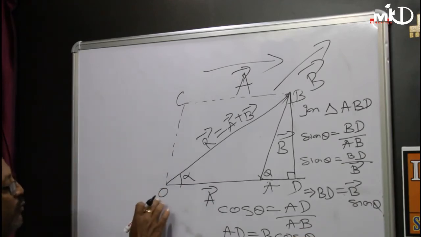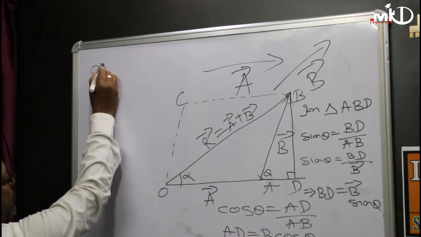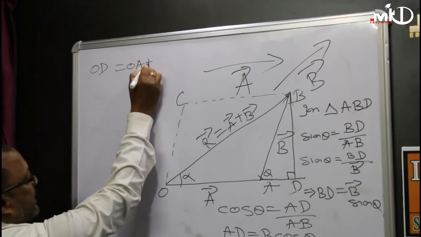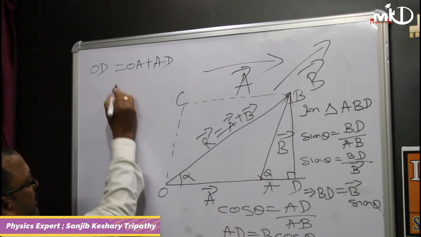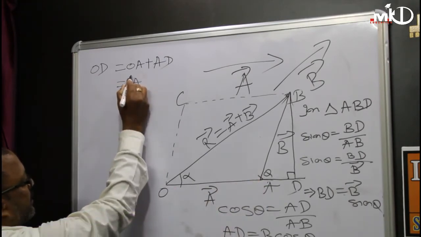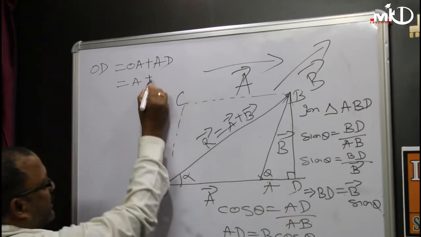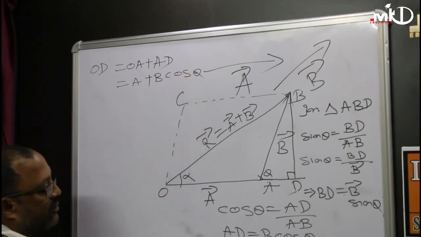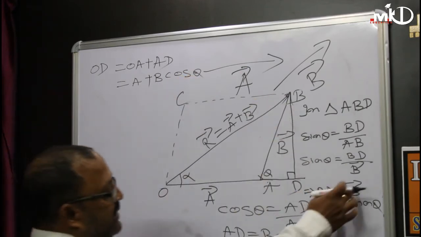Now we are going to find the value of OD. Therefore OD is equal to OA plus AD. The value of OA is equal to A vector, plus the value of AD, which is B cos theta. Similarly, the value of BD is known to you, that is B sin theta.